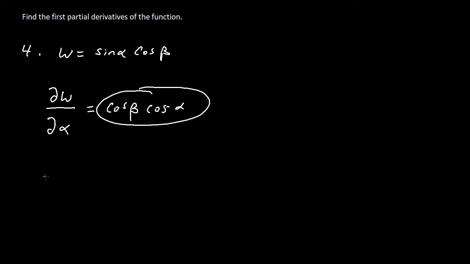So now, taking the partial derivative of w with respect to beta, beta is going to be the variable, and sine of alpha will be that constant. So we have sine of alpha times, now cosine of beta, the derivative is just simply times negative sine of beta, since the derivative of cosine is negative sine. So then we end up getting negative sine of alpha sine of beta.